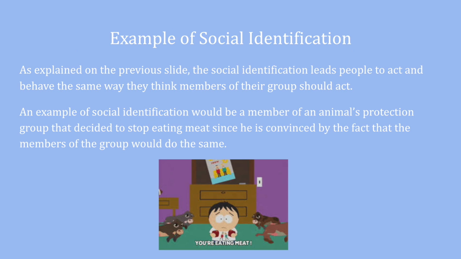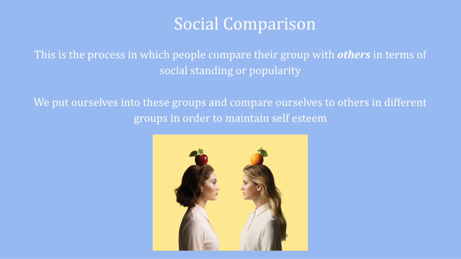You're eating meat? The next component is social comparison. This is the last component. It is the process in which people compare their group with others in terms of social standing or popularity. We put ourselves into these groups and compare ourselves to others in different groups in order to maintain self-esteem.